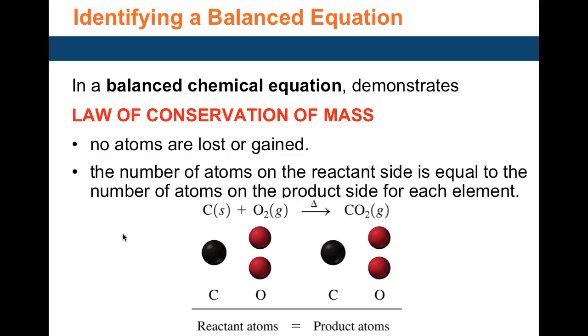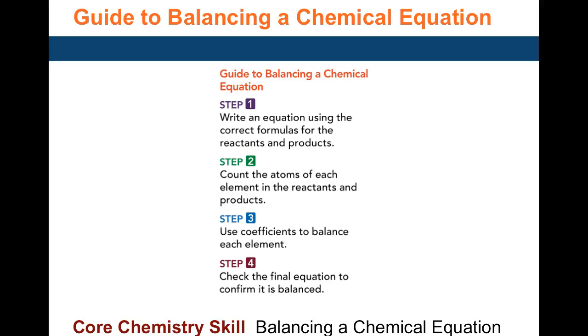So according to the law of conservation of mass, mass cannot be created or destroyed, which means atoms cannot be created or destroyed. And so the atoms are just getting rearranged. So the numbers of each type of atom on the left side must match up with the numbers of those atoms on the right side. All right, so the reactant atoms must equal the product atoms.